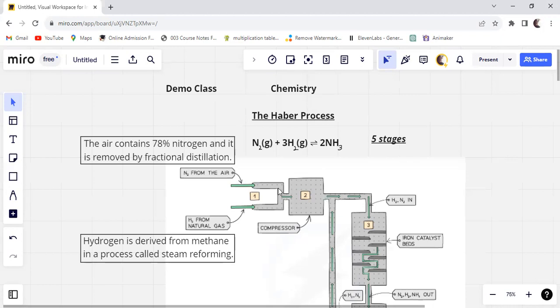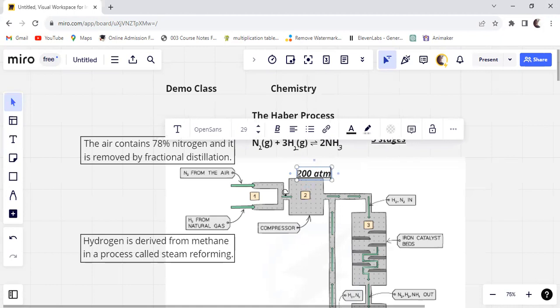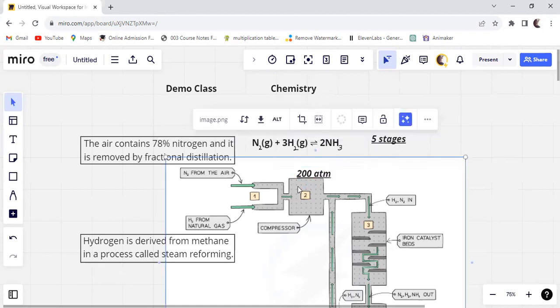So through these pipes, the nitrogen and hydrogen are pumped into the compressor, and after coming into the compressor, these gases are compressed to a pressure of about 200 atm. So 200 atmospheric pressure is given to these gases and they are compressed over here in the compressor.